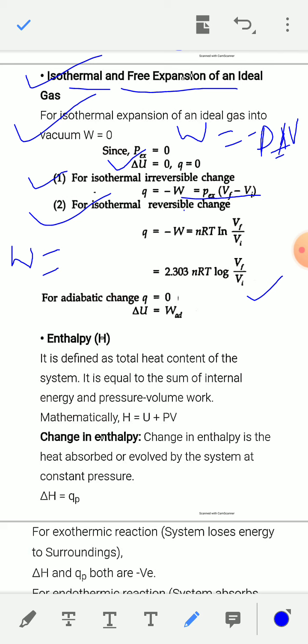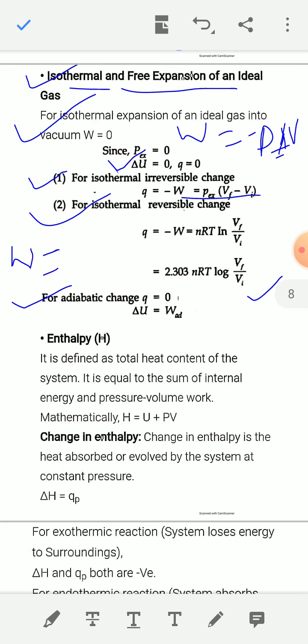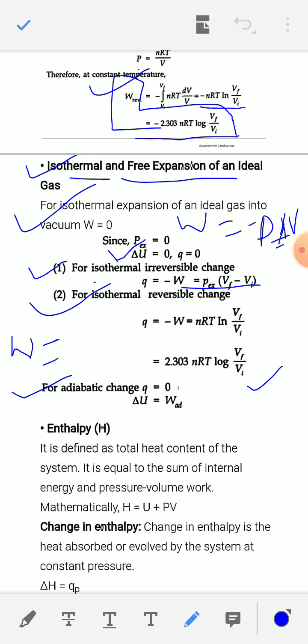For adiabatic process, Q is equal to 0, then the first law of thermodynamics becomes delta U is equal to Q plus W, so delta U is equal to W for adiabatic change. You have to remember these equations for calculation of heat, energy, work done. For isothermal process, you have to remember delta U is equal to 0. For adiabatic process, Q is equal to 0, then the first law of thermodynamics looks like delta U is equal to W.